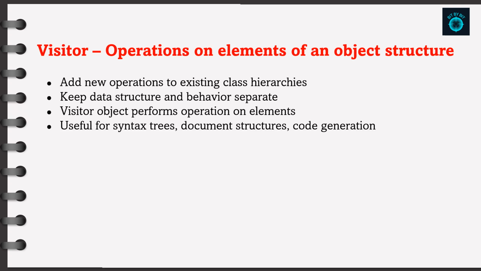This is especially useful when working with complex object structures such as syntax trees, document structures, and compilers, where you often want to perform many unrelated operations on the same types of elements. Let's walk through a simple example with shapes. We'll define a visitor that calculates the area of different shapes without changing the shape classes themselves.